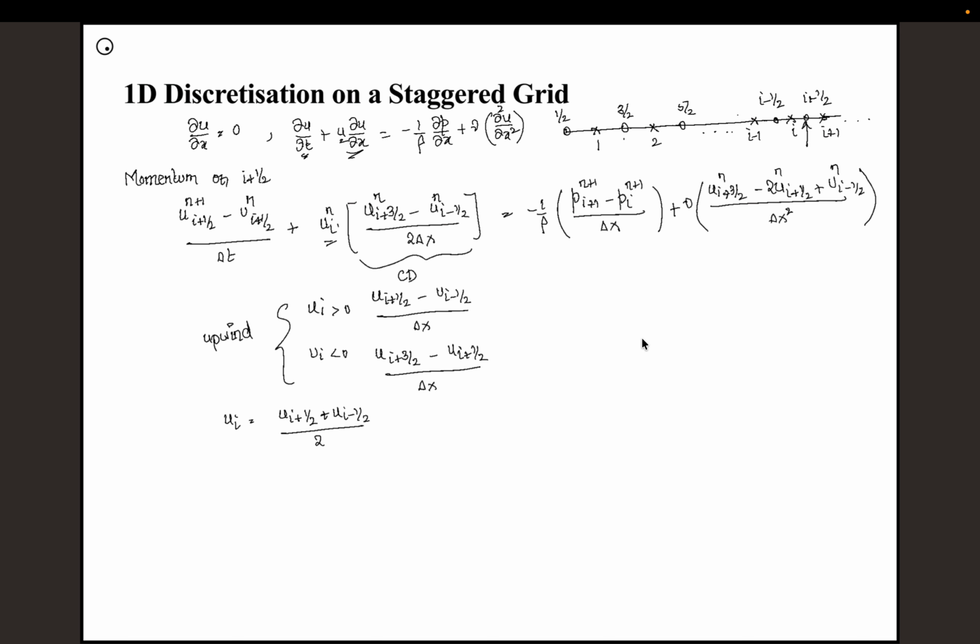So as you can see here, we have two unknown variables. One is all these values of velocity at n plus 1, which we do not know, and the pressure also we do not know at n plus 1 coordinates. So we essentially have two unknowns that we need to solve for, but this is only one equation.